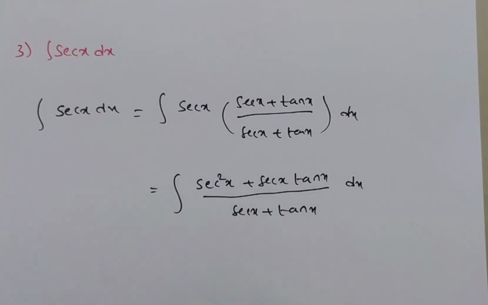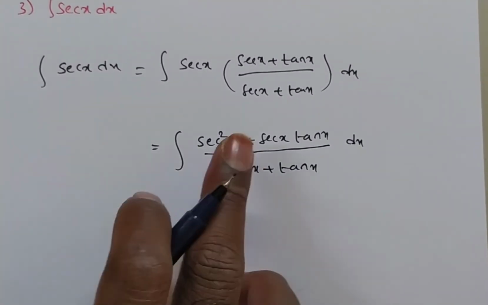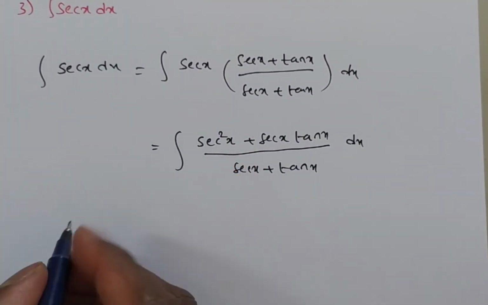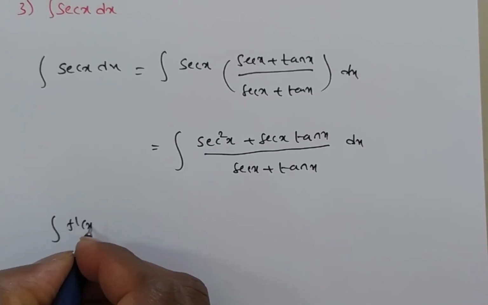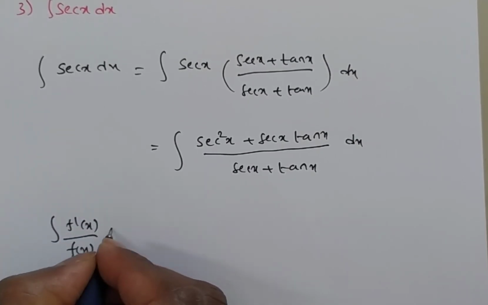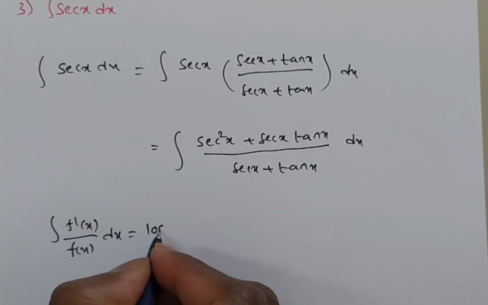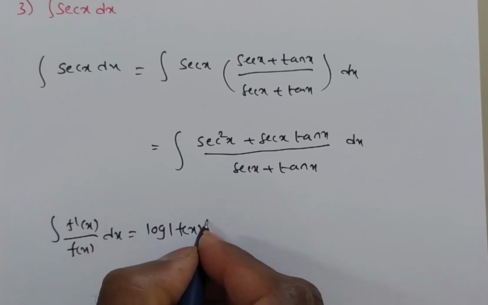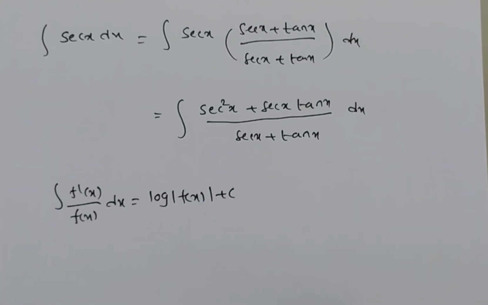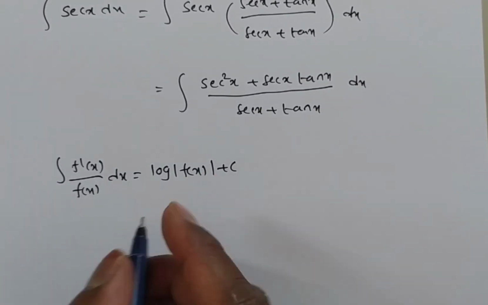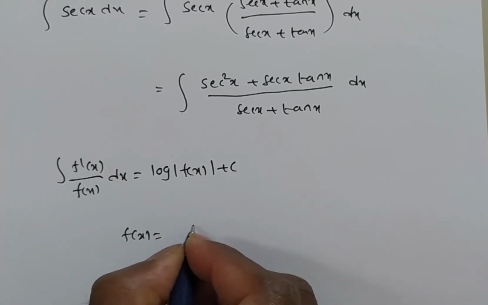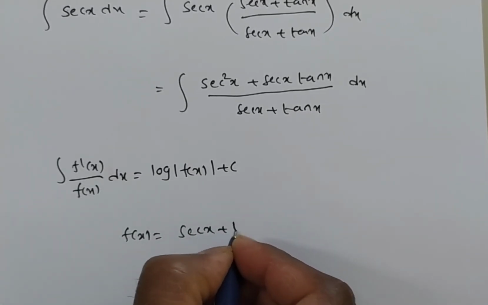Now again it is in the form of u by v. Whenever it is in u by v form, you verify with the f dash of x by f of x dx form. So if the denominator f of x is there and the denominator's derivative is in the numerator, then we write log of mod f of x plus c. Now what is the denominator you have? f of x is equal to secant x plus tan x.